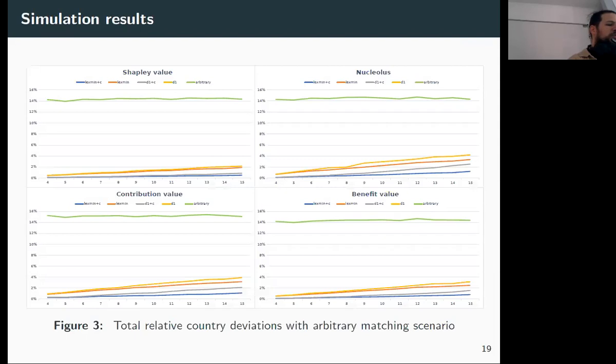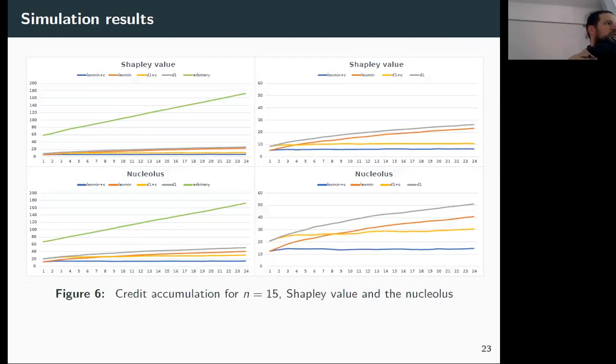So we looked into whether this phenomenon appears in our simulations or not. Again, on the left side, I have the arbitrary matching scenario included, and on the horizontal axis now we see the periods. This is a 6-year program with quarterly matching, so we have 24 periods, and we see that with arbitrary matching, credits just keep on piling up. For the other four scenarios, again, it's hard to distinguish. So let's zoom in on the right side for the Shapley and the nucleus. It's easier to see with the nucleus, but these shapes are completely different for all allocations.